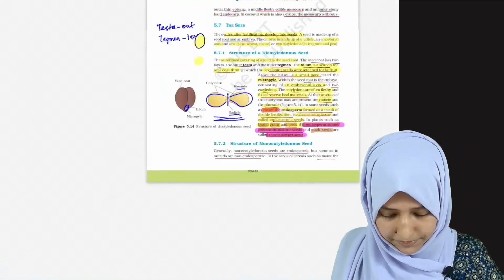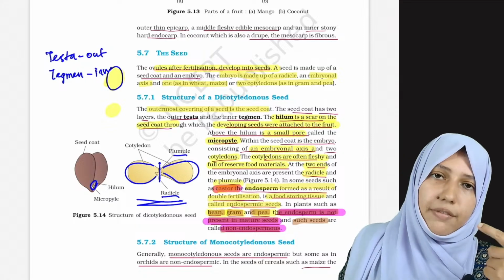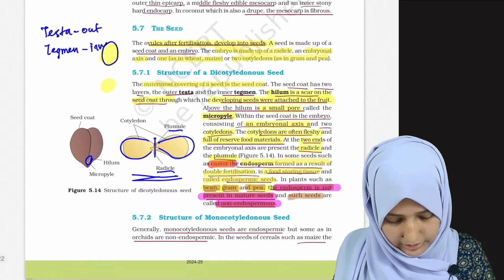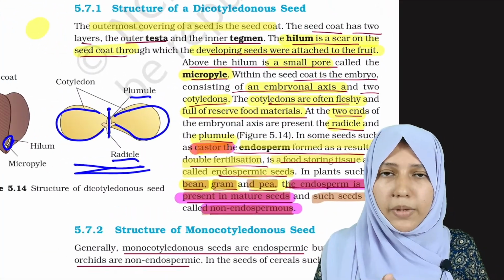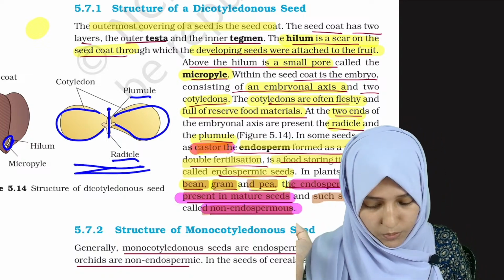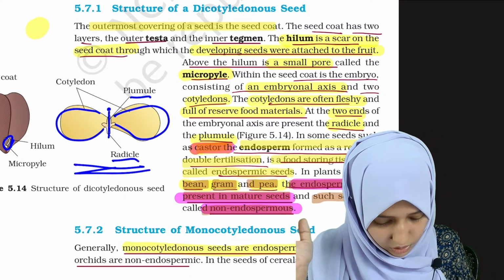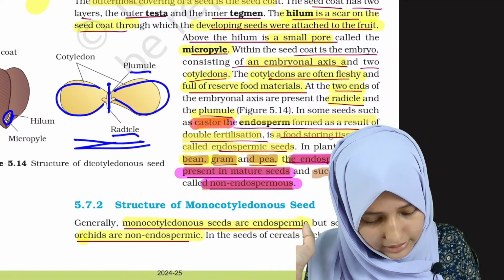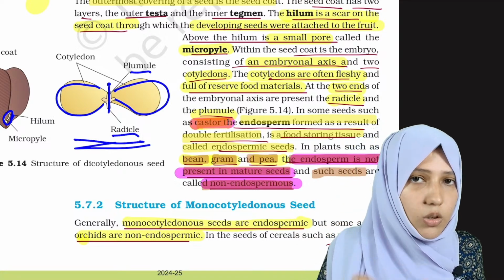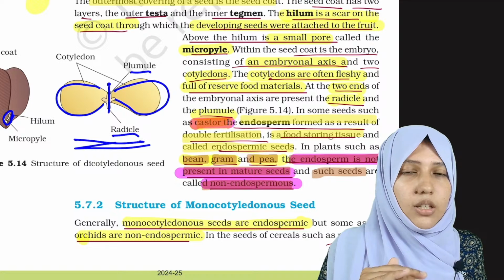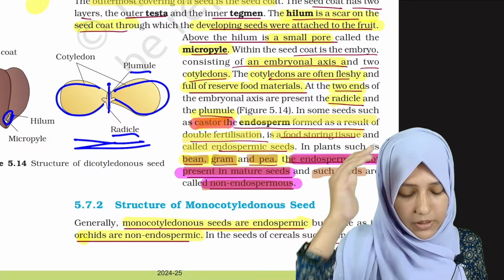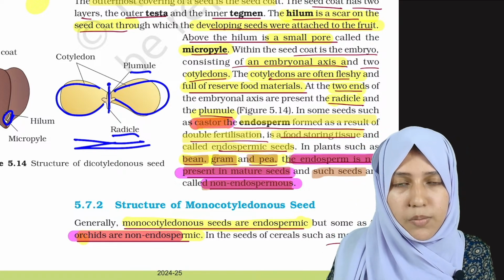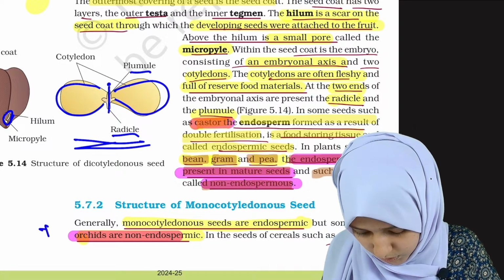Now going into the next part. We have learned about the structure of dicot seeds, now the structure of monocot seeds. Monocotyledon seeds are mostly endospermic, but rarely they can also be non-endospermic. This is a point to be noted because it is a rare occasion, and the example is orchids, which is the example for non-endospermic monocot seeds. Please note it.